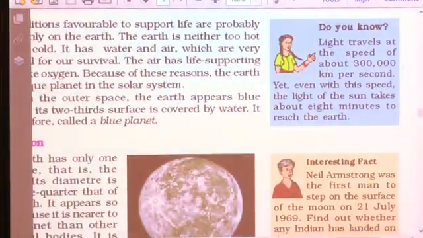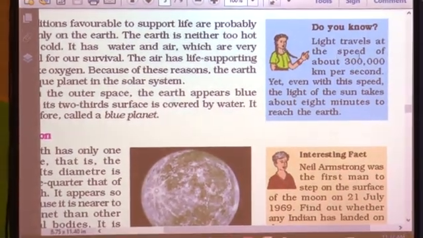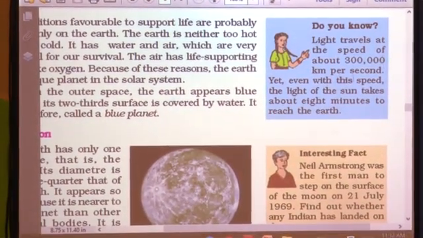So what is the shape of this Earth? This Earth is slightly flattened at the poles. As I have shown you in the slide also, Earth is slightly flattened at both the ends, the upper end and the lower end. These two ends are called poles, North Pole and South Pole. So it is slightly flattened at the poles, and that is why its shape is described as geoid. Geoid means earth-like shape.